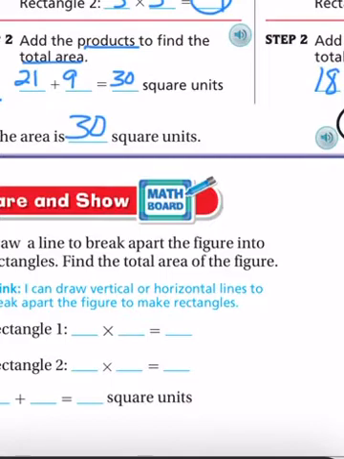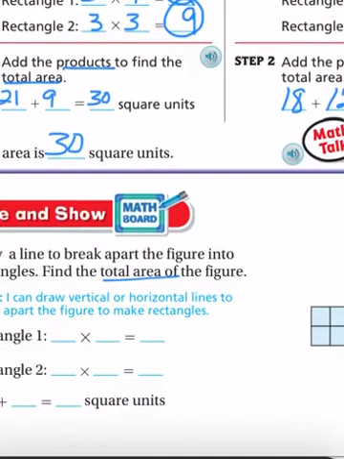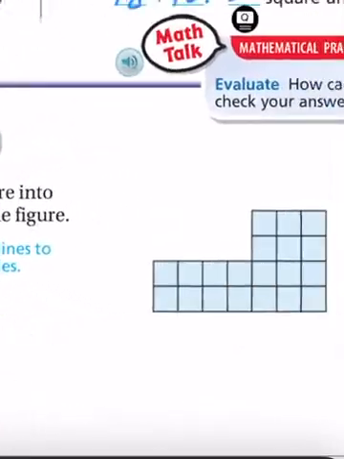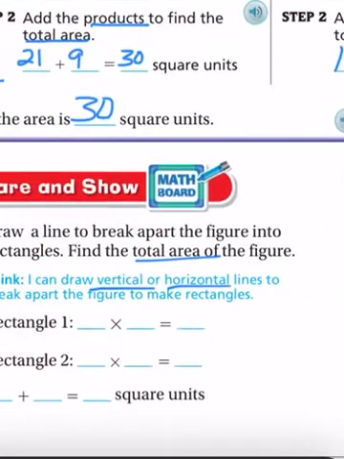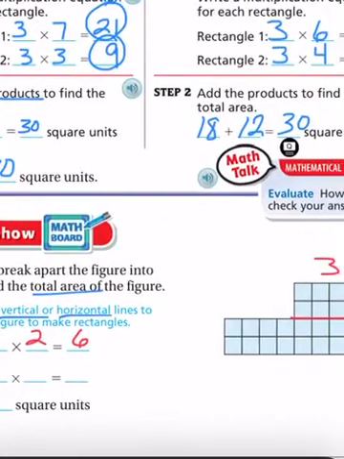Draw a line to break apart the figure into rectangles. Find the total area of the figure. Think, I can draw vertical or horizontal lines to break apart the figure to make rectangles. So I'm going to draw my line right here, a horizontal line. And rectangle 1 has a width of 3 and a length of 2. So that's going to be 3 times 2. That equals 6.